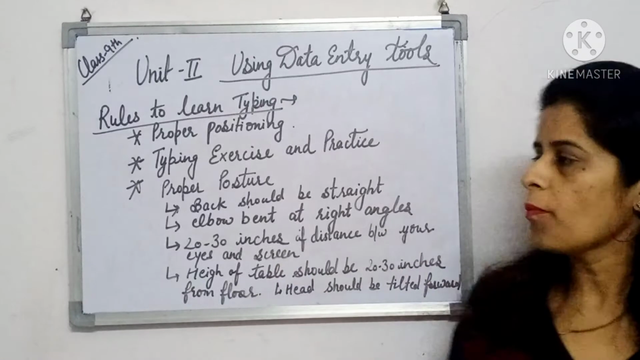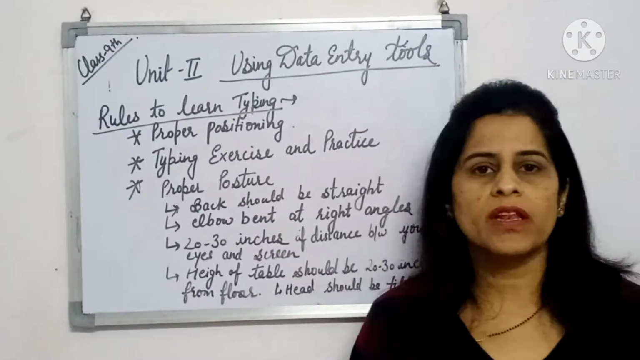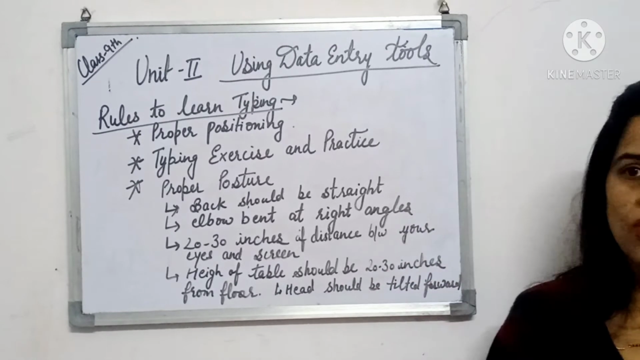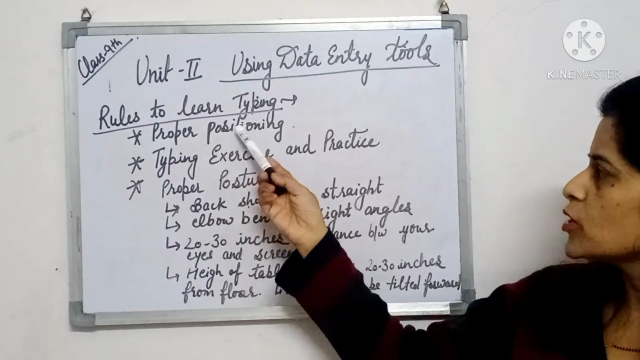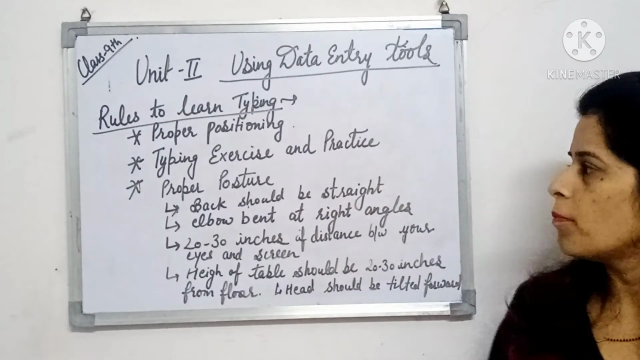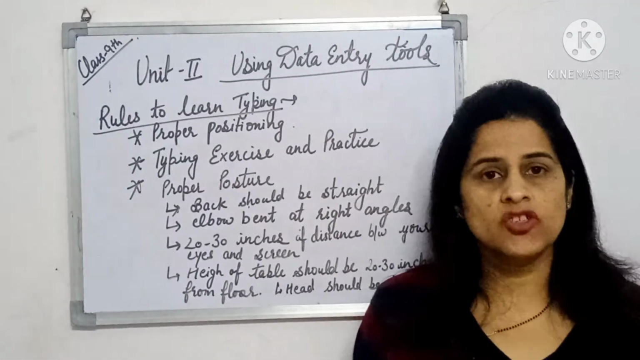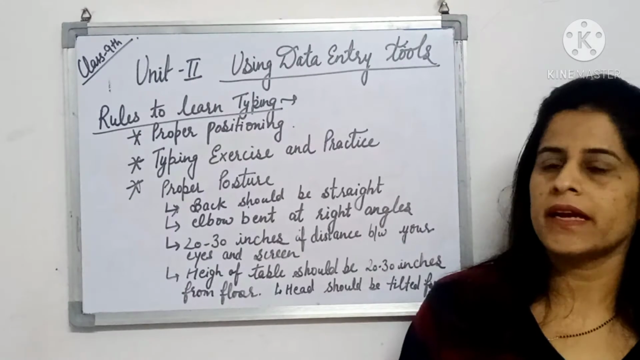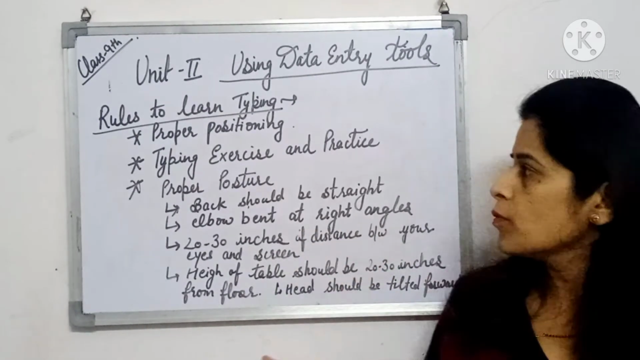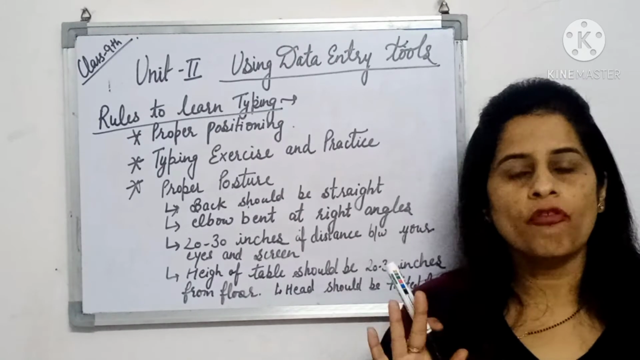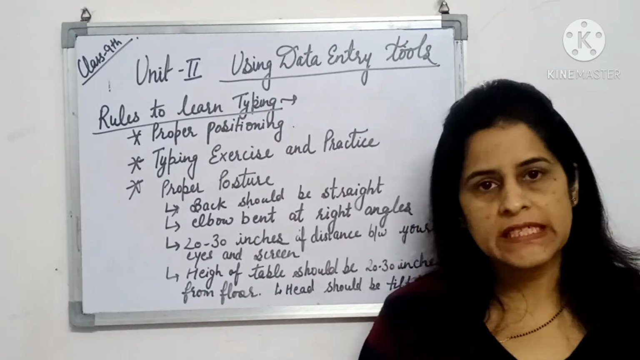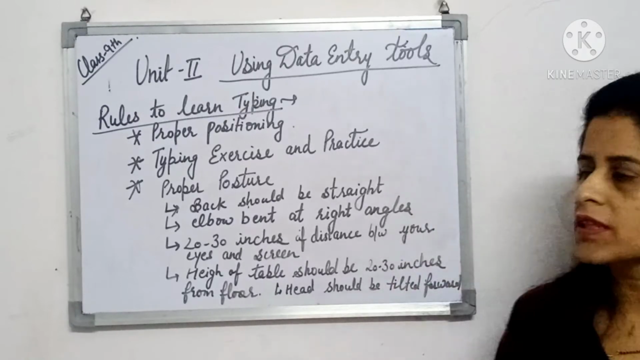Now your next topic is rules to learn typing. When you are doing typing with the keyboard, there are some rules that we should always follow. First is proper positioning. That is, you will sit straight. Your back should be straight, and there will be proper positioning of your table and chair, and you will have to take care of all these things when you are typing on the keyboard.